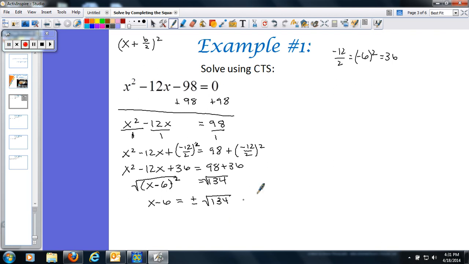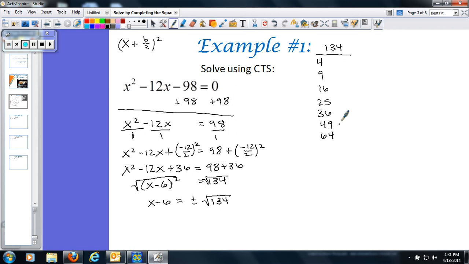Let me actually erase this here. So you've got 134, looking for perfect squares. So 2 squared is 4, 3 squared is 9, 4 squared is 16, 5 squared is 25, 6 squared is 36, 7 squared is 49, 8 squared is 64. Let's check all these.